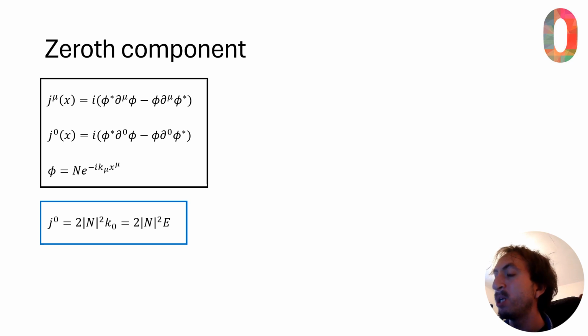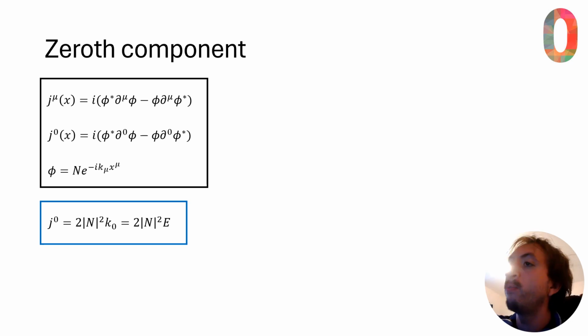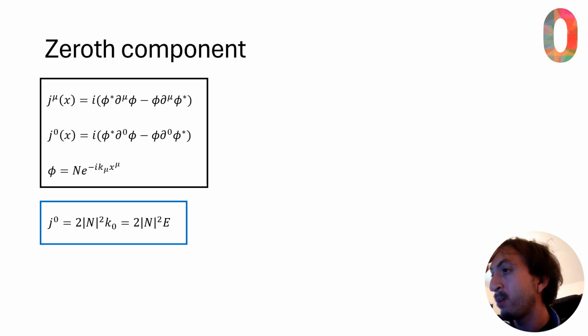But remember, J0 is meant to represent probability density, so now we suddenly have a negative probability density. Now this problem doesn't arise in Schrodinger's equation, and you might wonder why, because in Schrodinger's equation a plane wave is a valid solution, and also we're using the full current as described by Schrodinger, at least in the context of Schrodinger's quantum mechanics. But the thing with Schrodinger's quantum mechanics is he doesn't use a relativistic version of energy.